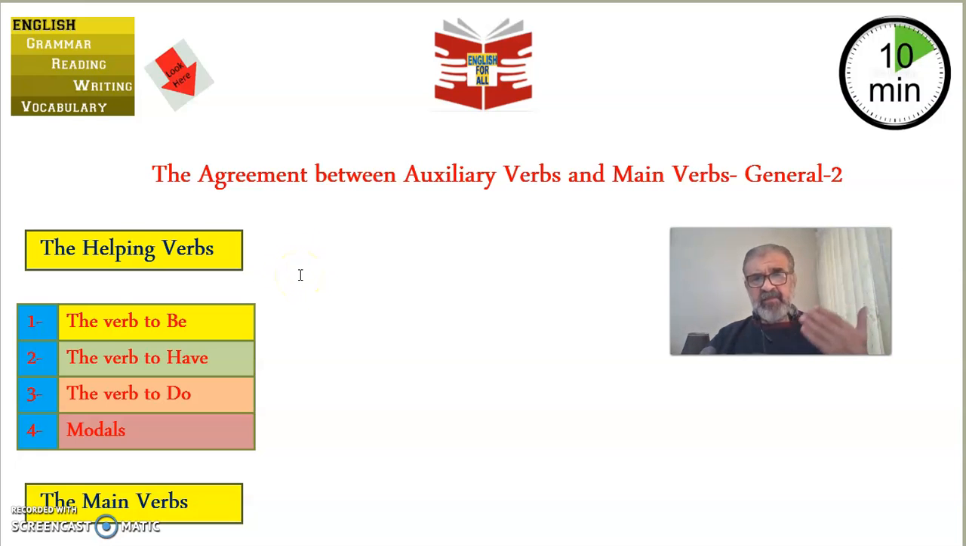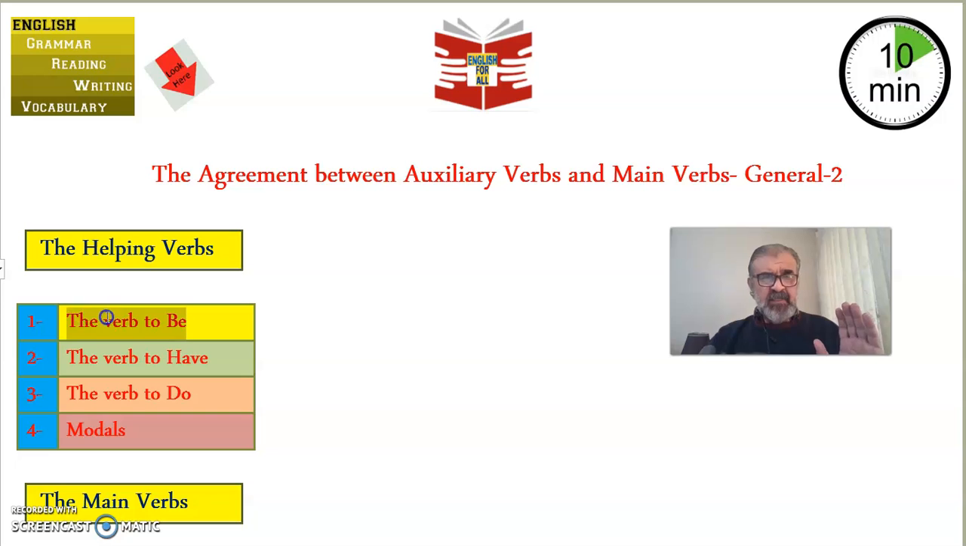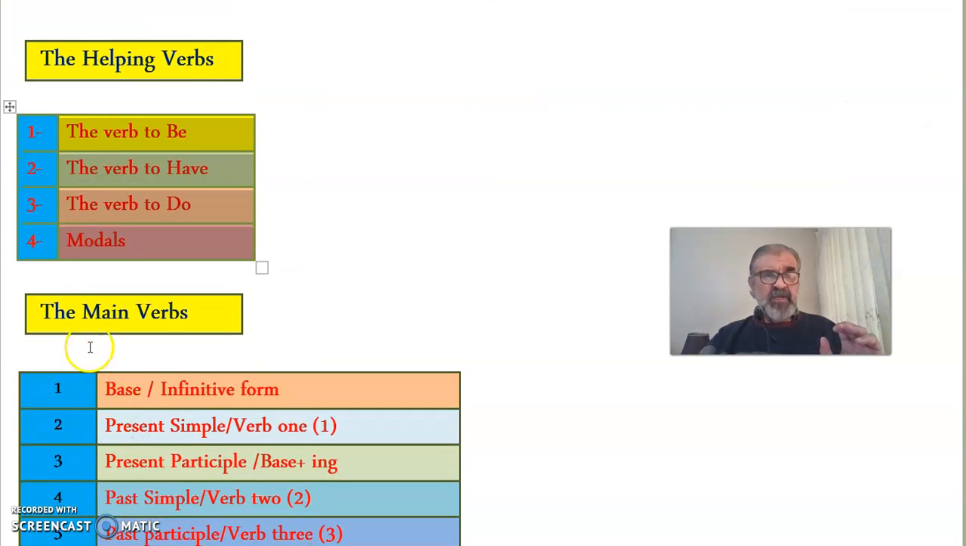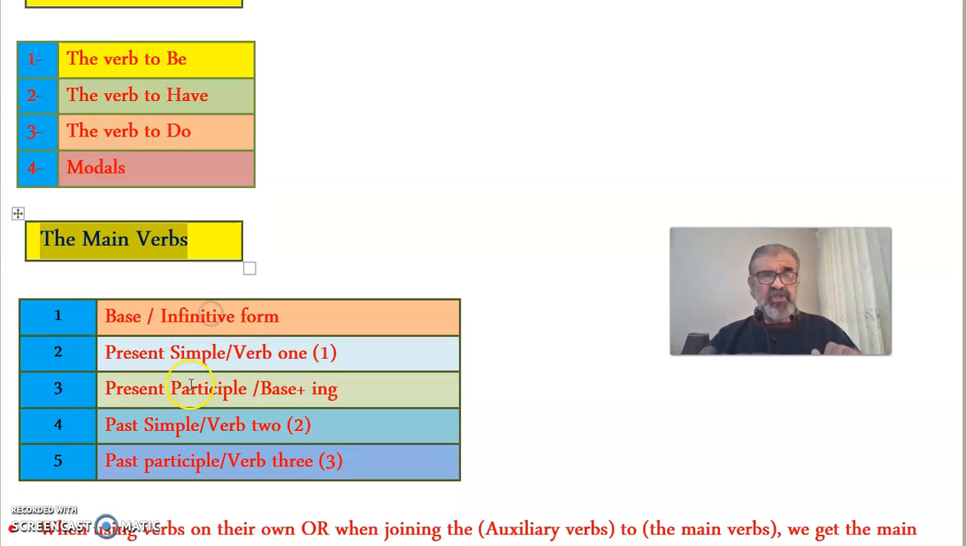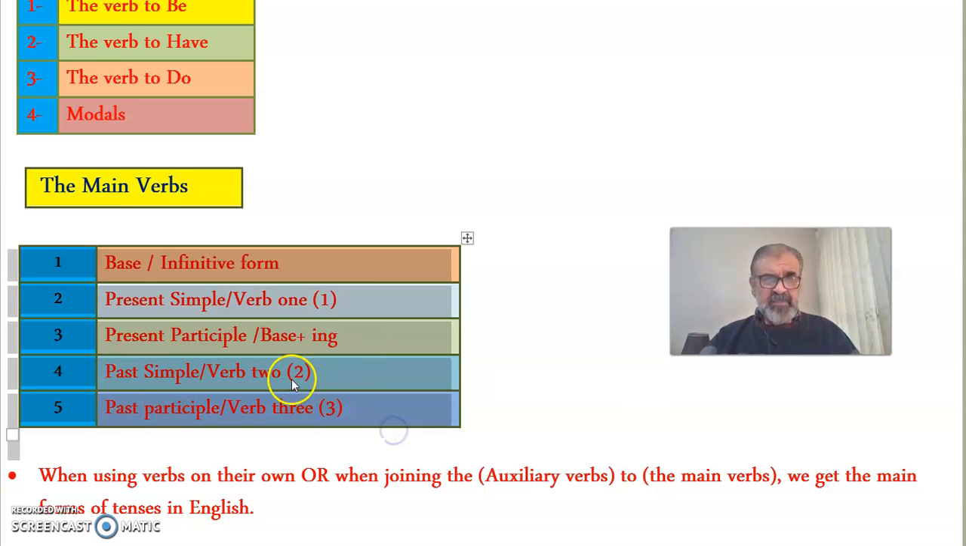If you remember, we said in a previous tutorial that we have two types of verbs: the helping verbs, which are in this case the verb to be, the verb to have, the verb to do, and the modals. And we have main verbs, which come in the following forms: the base form or the infinitive, verb 1, present participle or base ing, verb 2 or past simple, and verb 3 or past participle.